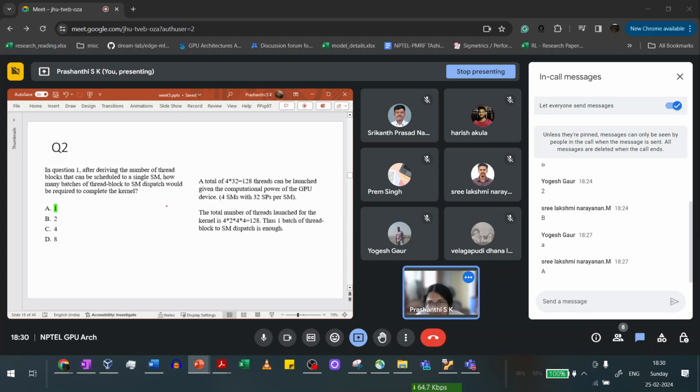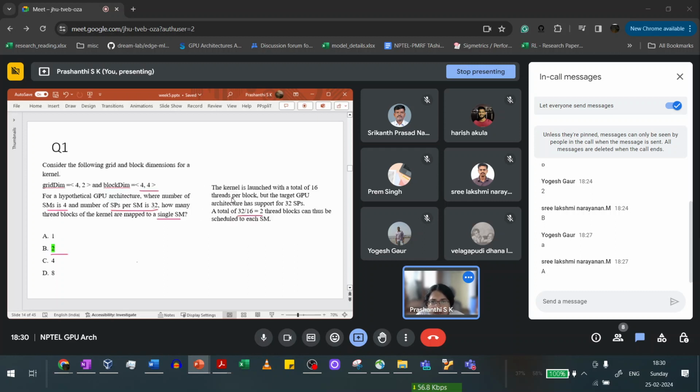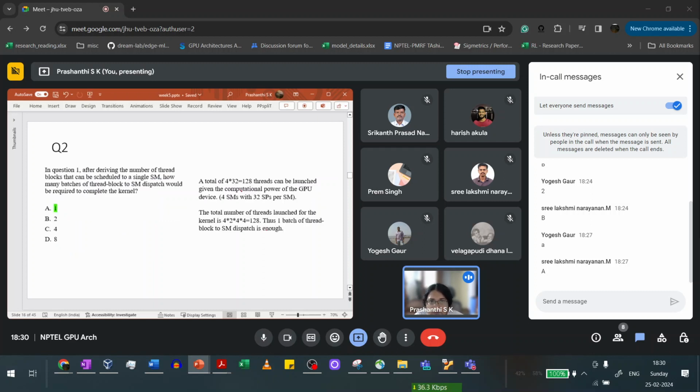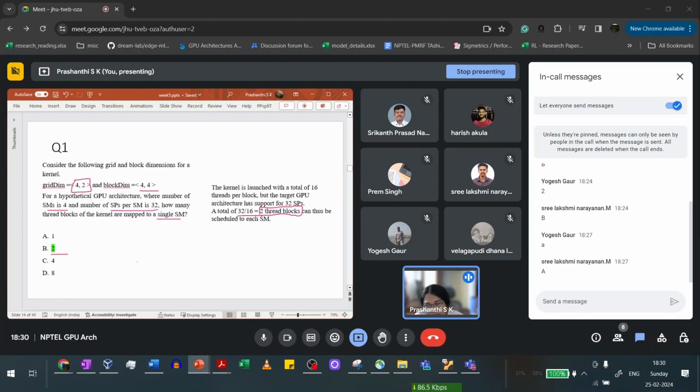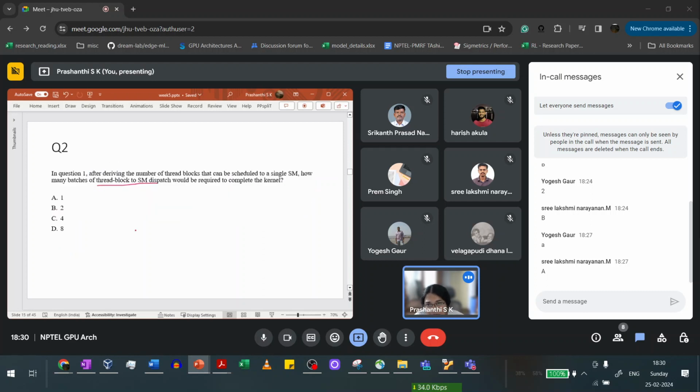So how many batches? The answer is A, or 1. How can you get this? As we saw in the previous question, how many thread blocks can you launch per SM? We already calculated that: 2 thread blocks. Now how many thread blocks are there for this kernel? You have 4 into 2, 8 blocks. And you have 4 SMs, so per SM you can launch 2 blocks. Across 4 SMs you can launch 8 blocks. And your kernel itself has only 8 blocks. So the total number of batches that you would need to dispatch is just 1.